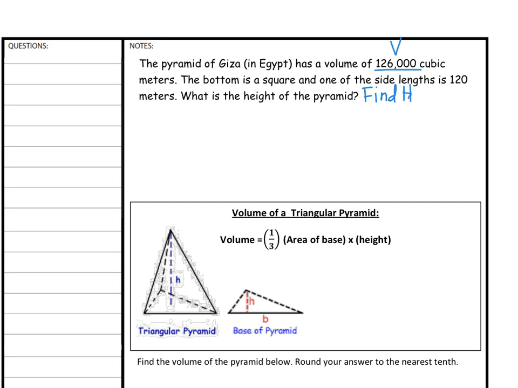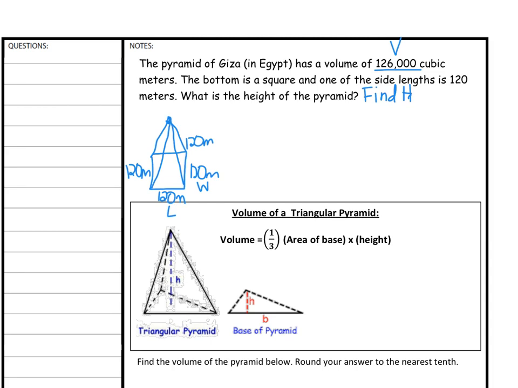I know that this has a square for the bottom, so I'm going to draw a pyramid with a square for the bottom. So here's the base, a square. The way I'll make it a pyramid is I'll just pick a dot, and I'll pull all 4 corners of the square up to that dot. So now it looks like a pyramid with a square on the bottom. So they said that the square, one of the side lengths is 120 meters. And we know since it's a square that it means everything is 120 meters. So that would mean that the length of the base and the width of the base are both 120.